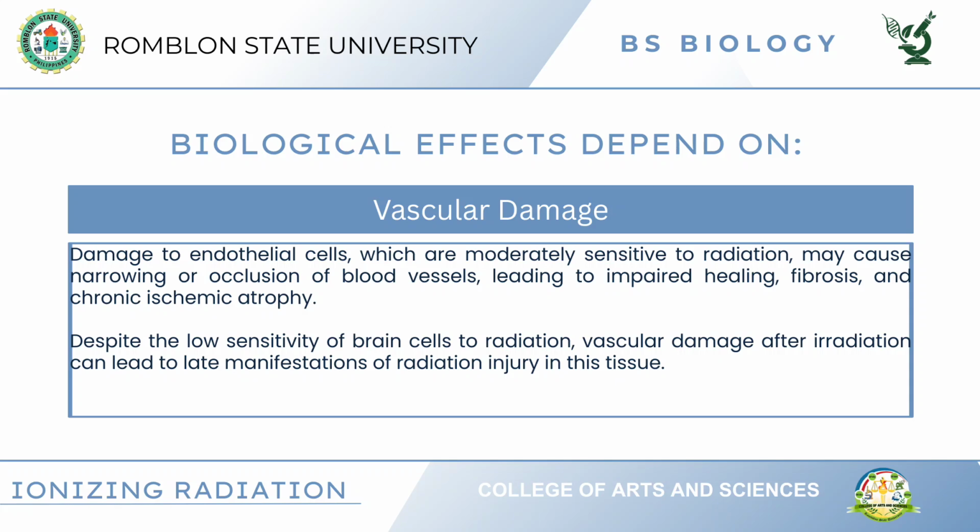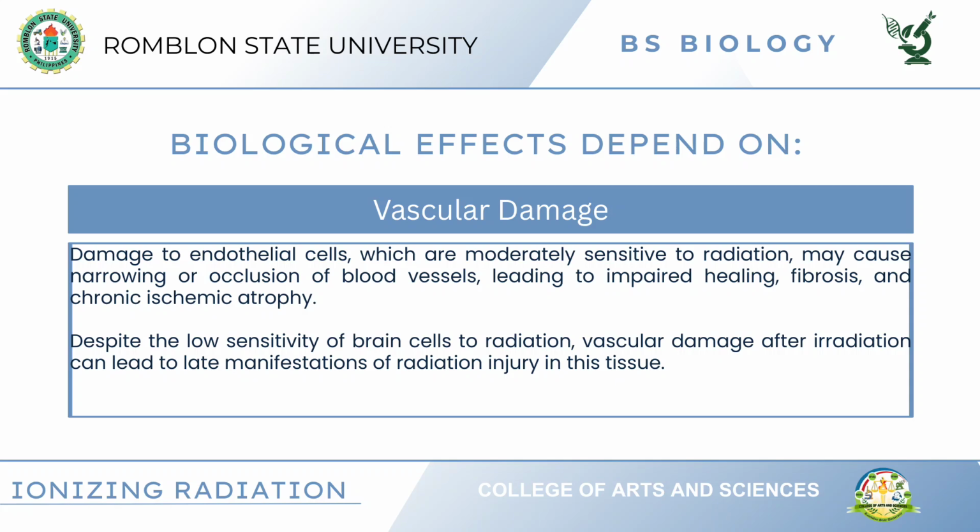So, if there is less blood flow, there is less oxygen and nutrients going to the tissues. And this can cause impaired healing, fibrosis, or chronic ischemic atrophy. However, these changes may appear months or years after exposure. So, the radiation effects on blood vessels are delayed. Damage might not show up right away, or it could take months or even years to become noticeable.